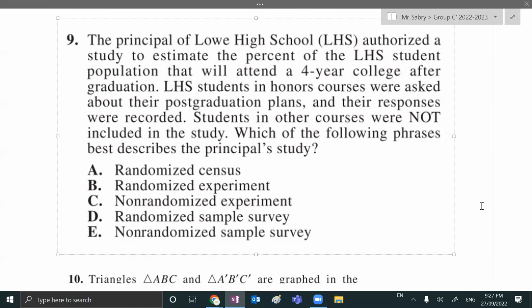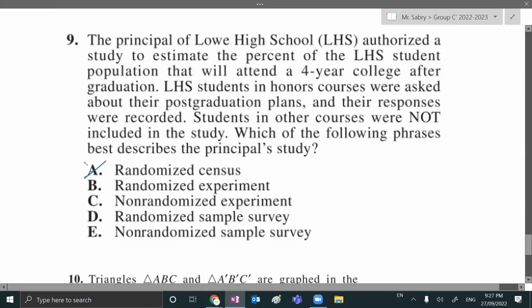So here's the thing. I wanted to know about the percentage of the students in my entire school who would go for a 4-year college university. So why would I go and only ask the honors courses? It's stupid. I asked specifically only the honors courses, so the others will not go to university. So first of all, this is not a random thing. It's not random at all. You selected only the honors. So that means that any of the choices that has the word random in it does not work.